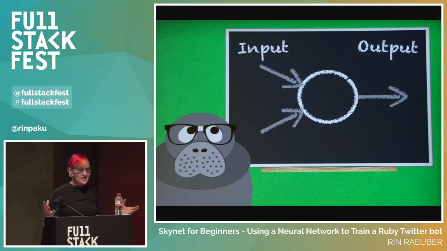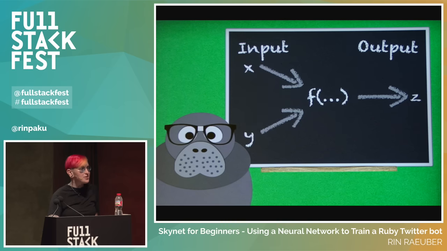This neuron thing, it's an object that gets an input and it produces an output. And that's a principle we know really well, right? It's pretty much how functions work.